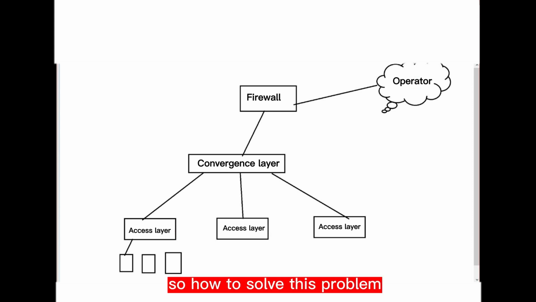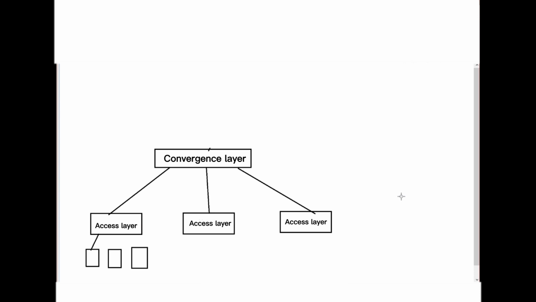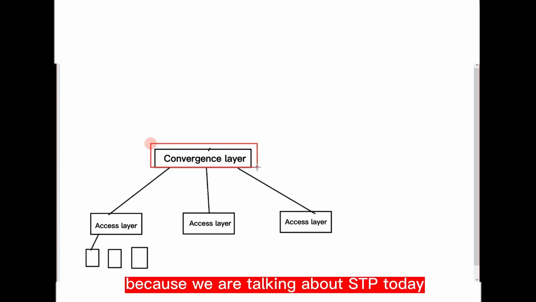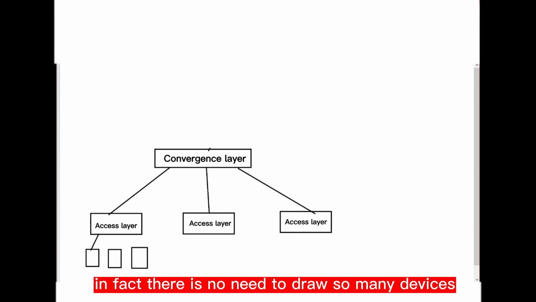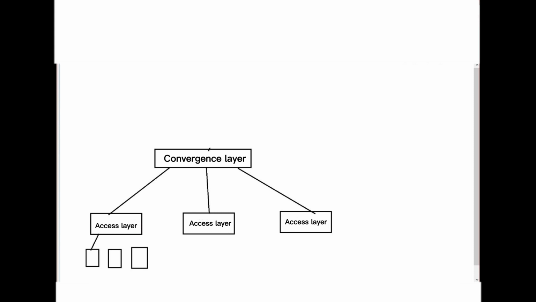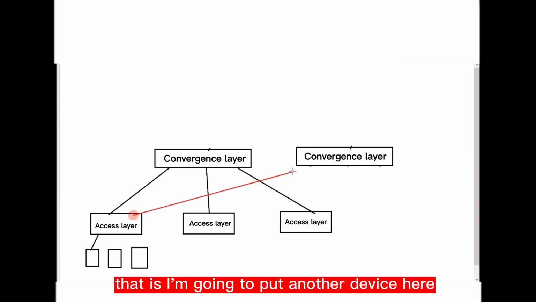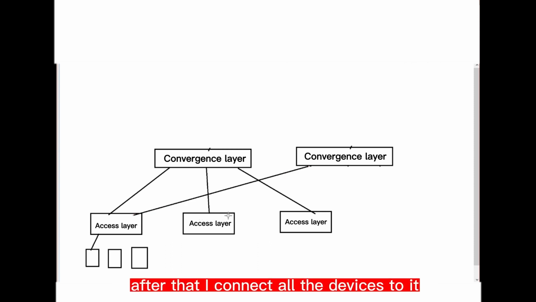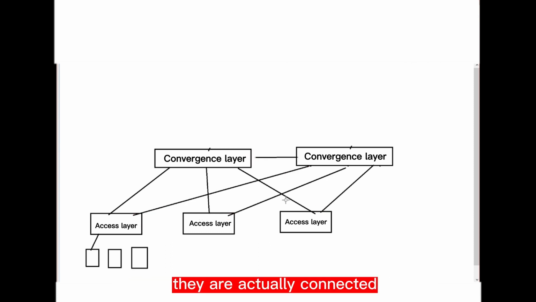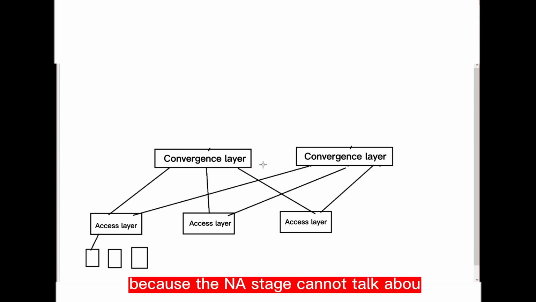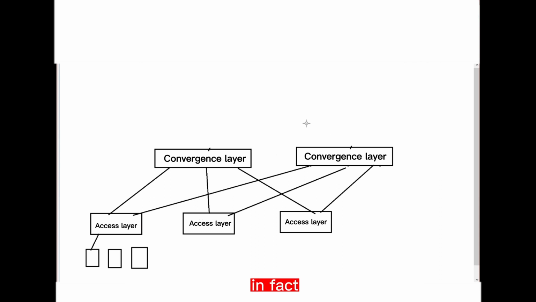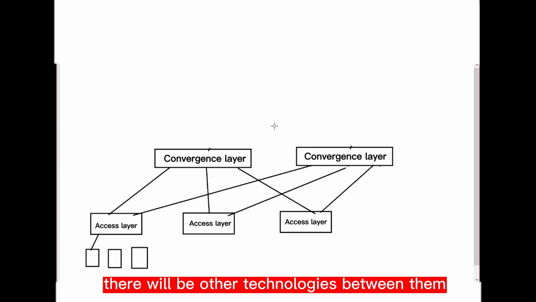So how to solve this problem? I deleted the above, because we are talking about STP today. In fact, there is no need to draw so many devices, just to give you a feel for what it means. We can now add another device at the aggregation layer. That is, I'm going to put another device here. After that I connect all the devices to it. They are actually connected, but I won't draw this one, because the NA stage cannot talk about this technology. In fact, there will be other technologies between them.